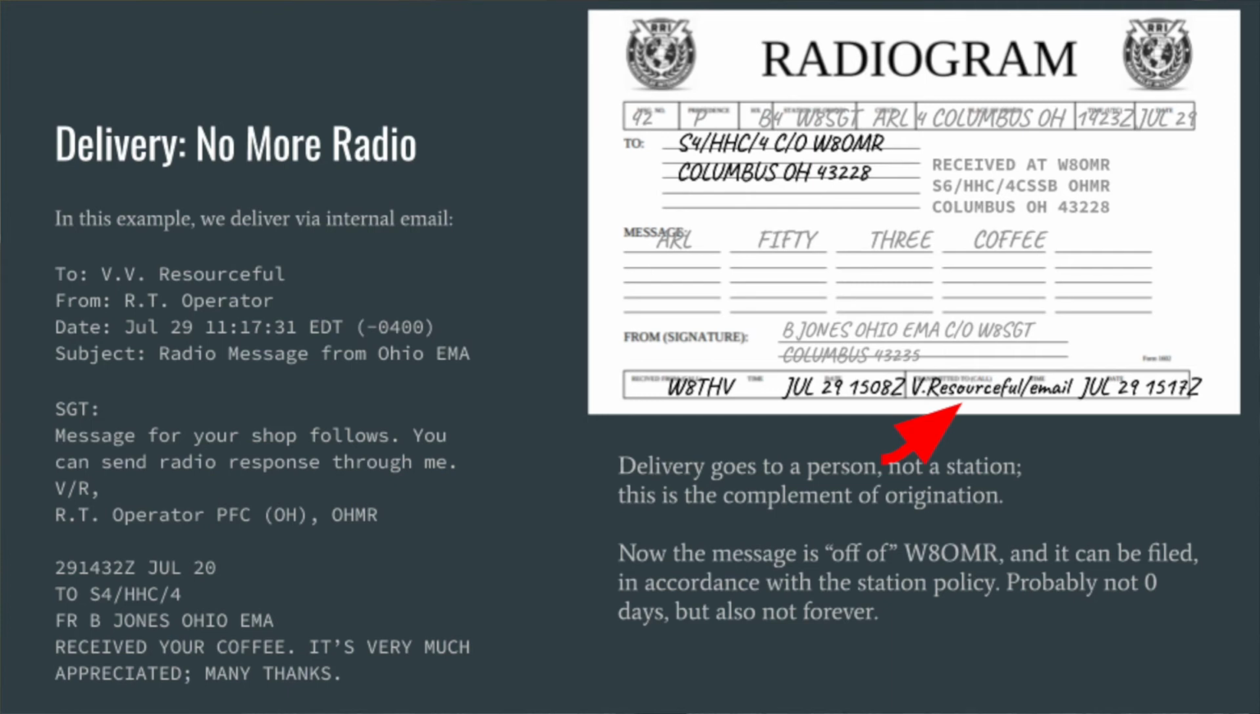And so this is the difference between relay sending and delivery sending: when we deliver, we send to a person, and we probably want to include information necessary to see how we made that delivery. In this case, we delivered to vresourceful/email and the time that actually took place. And take a look, it does in fact match the date time in the email.